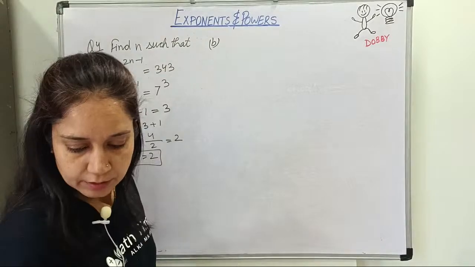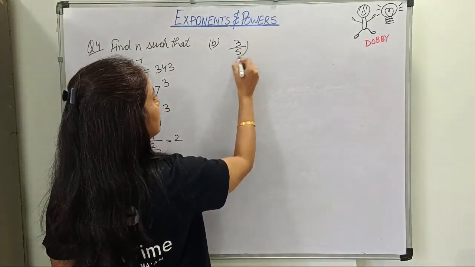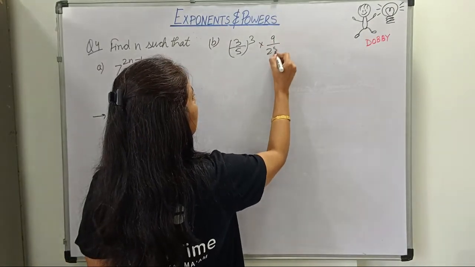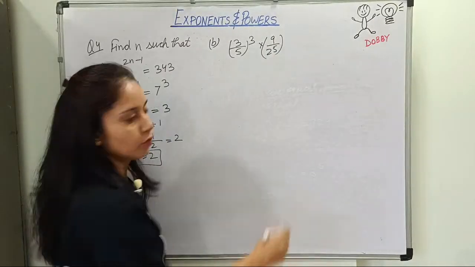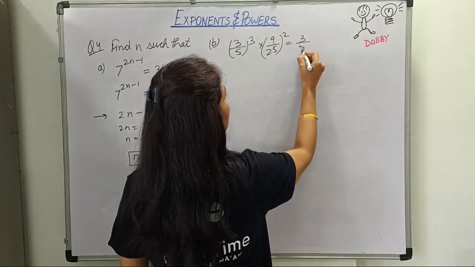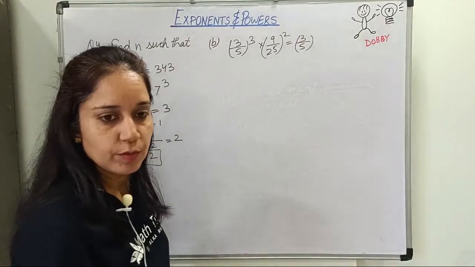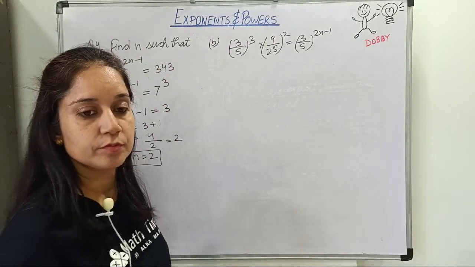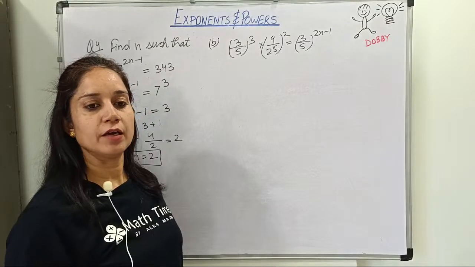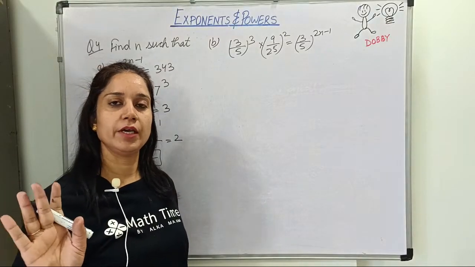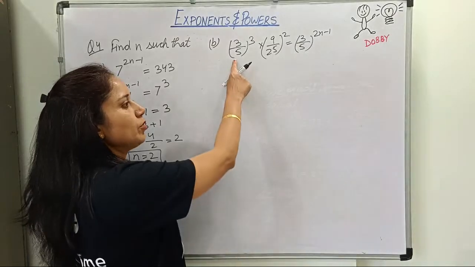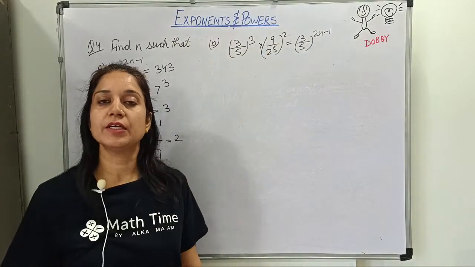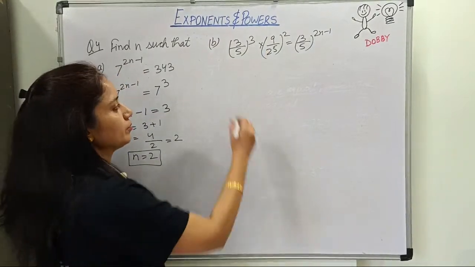Now try the B part. B part is 3 upon 5 raised to the power 3 multiplied by 9 upon 25 raised to the power 2 equals 3 upon 5 raised to the power 2n minus 1. This is the question. You have to find the value of n. How can we find it? By equating the bases. Base should be equal. 3 upon 5, 3 upon 5, both have equal base. So 9 upon 25, yes, it can be written in the form of 3 upon 5.